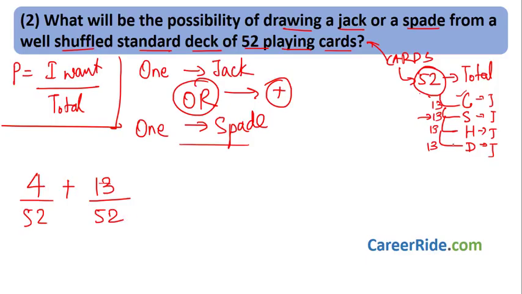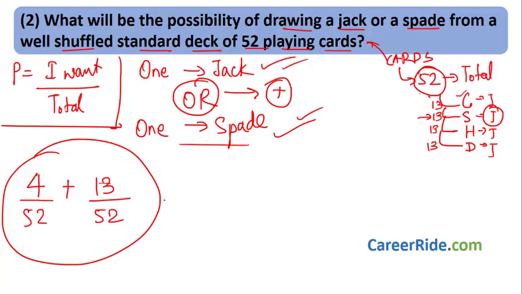Now if you observe closely, while choosing the jack, I can choose a jack of spade, correct? That means I have chosen a jack, and I have also chosen a spade, the jack of spade. So this probability gets satisfied and this gets satisfied. That means there is a double counting over here.